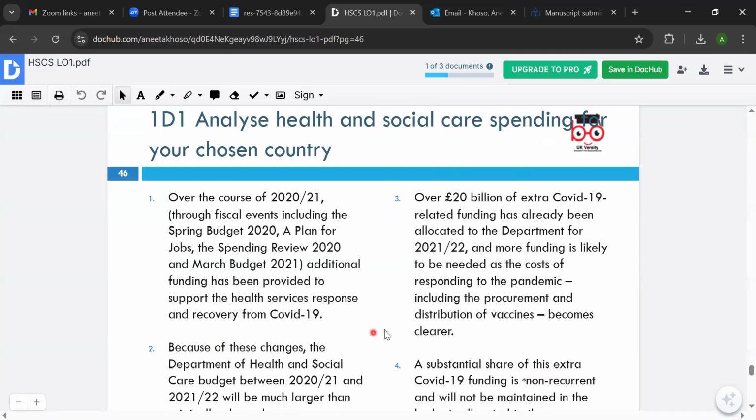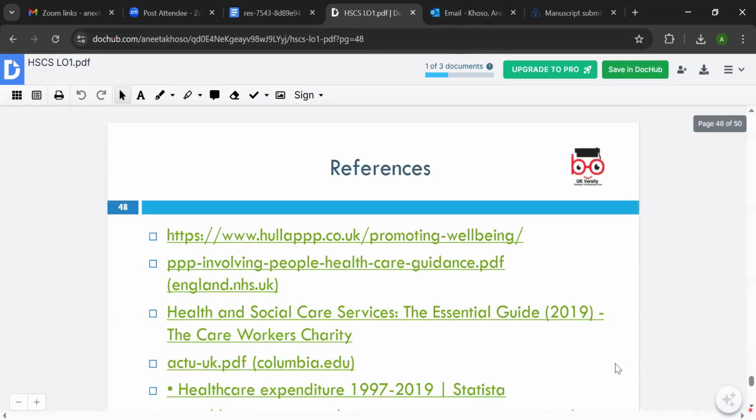Mostly it was because of vaccines and the deaths that were happening there, the complications of COVID-19. So that's it for this session.